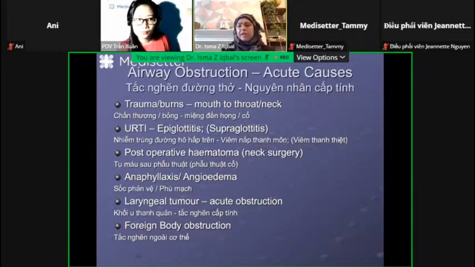These patients will normally present with stertor, they'll have a high temperature, they might be drooling, they'll be having difficulty eating and drinking.